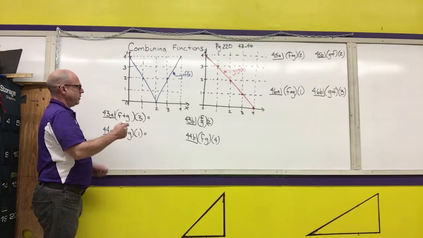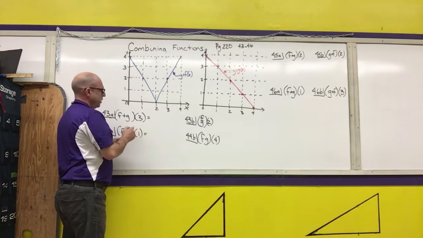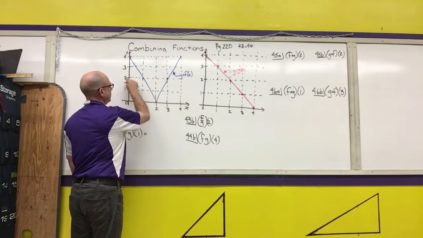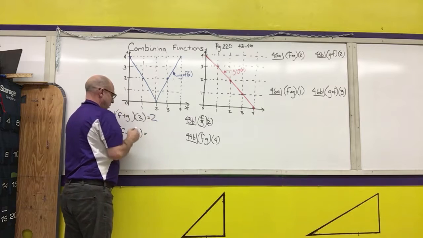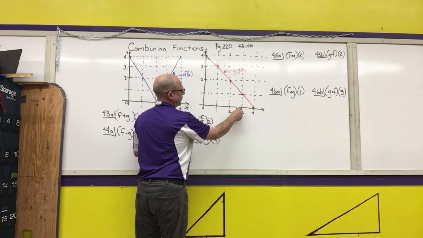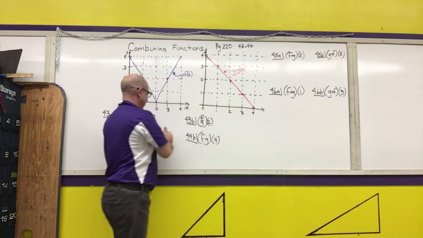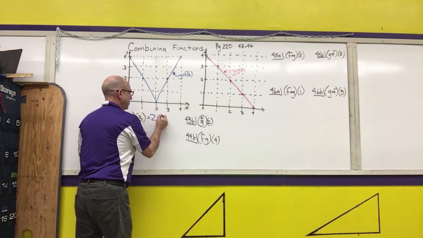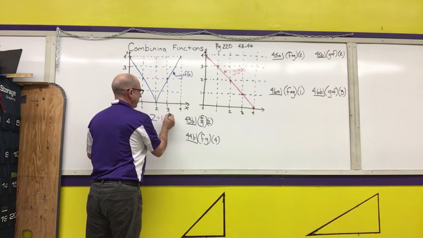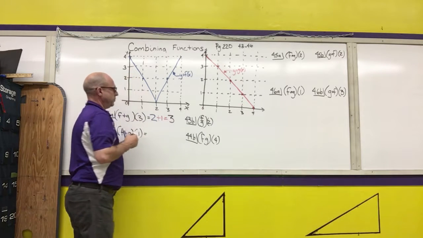g of 3. So f of 3, so I go 3 for the f graph, then I go up, is 2. G of 3, go 3 on the g graph, then go up, and that gives me a 1. So I have 2 plus 1, and the final answer for 43a would be 3.